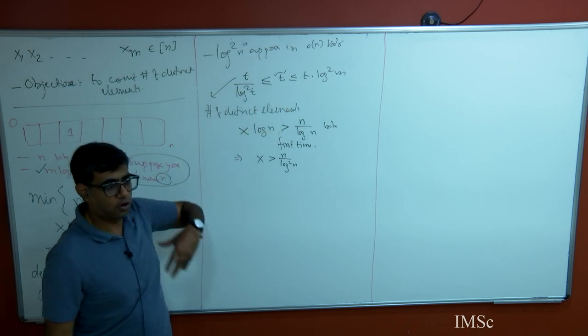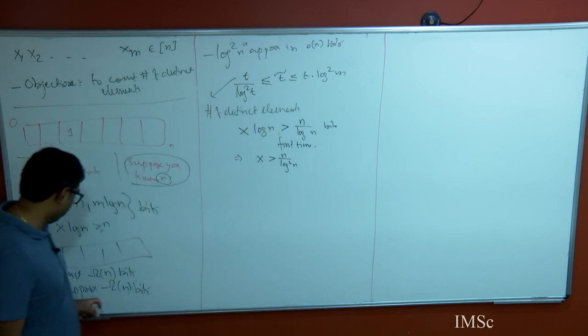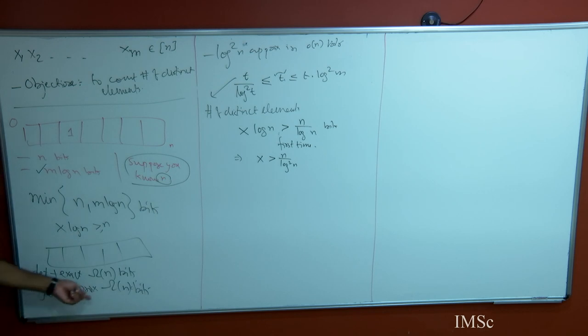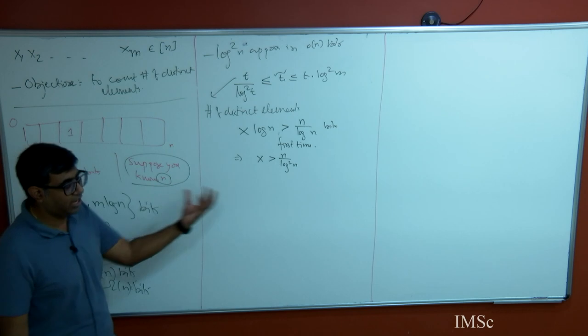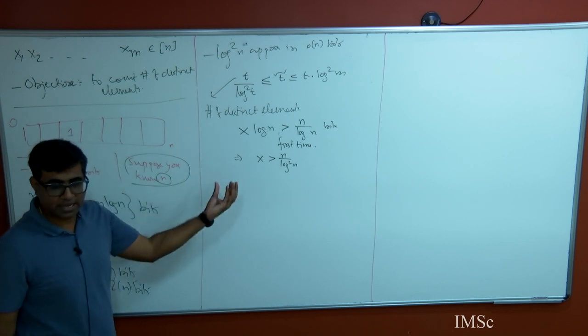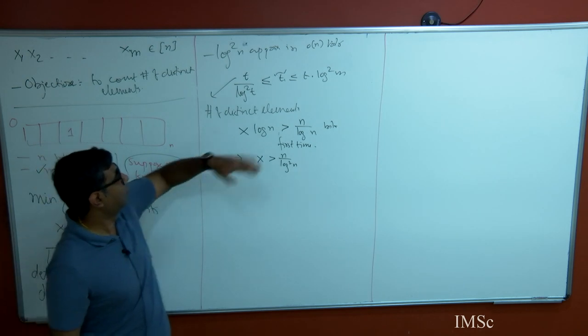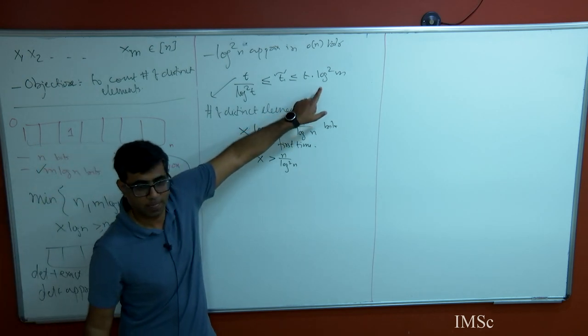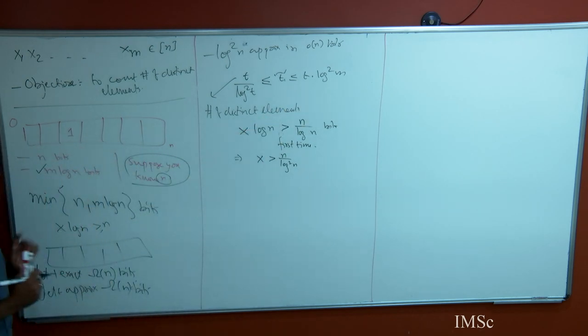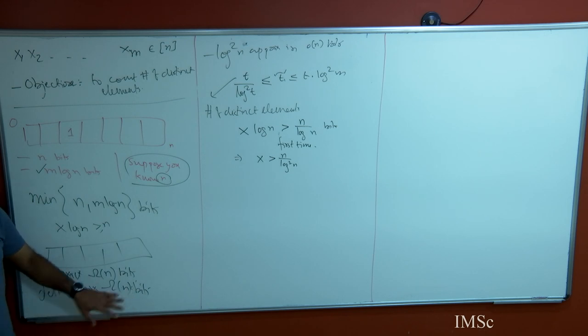So if we are looking for poly log n approximation, then we shouldn't be hoping to get any of these kinds of lower bounds, because we can achieve a sublinear space bound if we allow ourselves such things. So this is something to keep in perspective. But still, what it says is that deterministic plus approximation will take omega n bits.